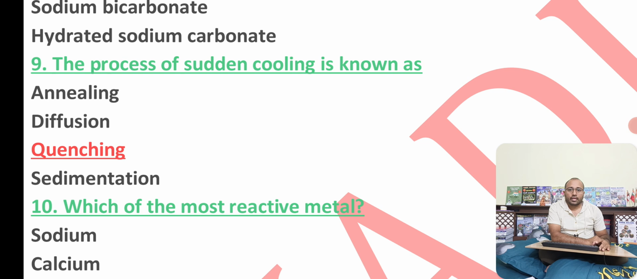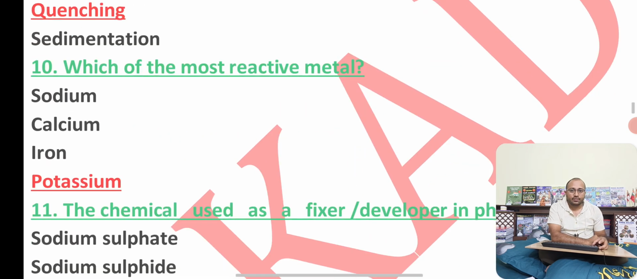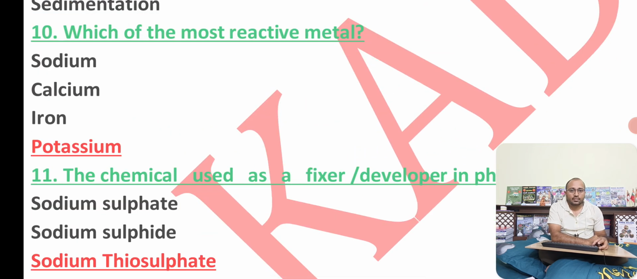You should know about annealing. Diffusion: we should know the maximum diffusive gas is nitrogen. Sedimentation is also very easy to identify. Which is the most reactive element or metal, guys? This is potassium, guys. When it comes to sodium, it directly blasts in the atmosphere, but here the most reactive one is potassium. Normally you will find potassium in which place? I want you guys to comment.